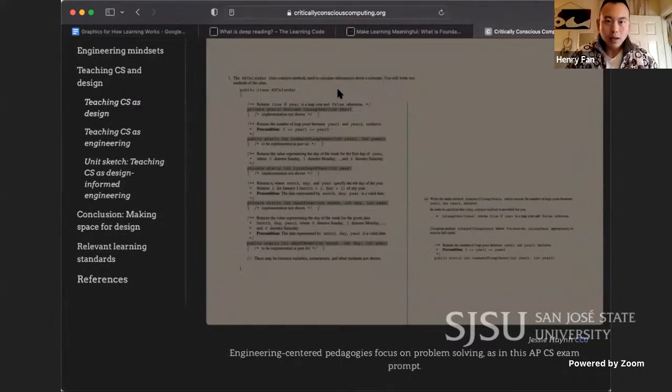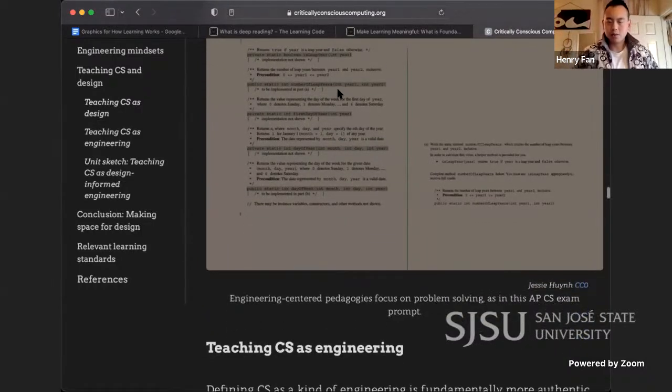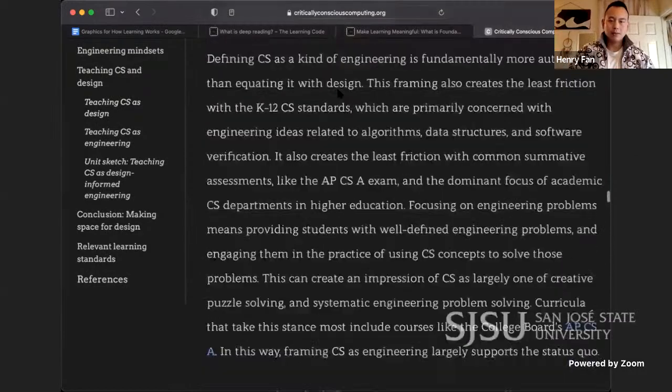The AP Calendar class contains methods used to calculate information about the calendar. You write two methods of the class. I think these are questions from the AP CS exam. So the subtitle is Engineering-Centered Pedagogies Focus on Problem Solving, as in this AP CS exam prompt.